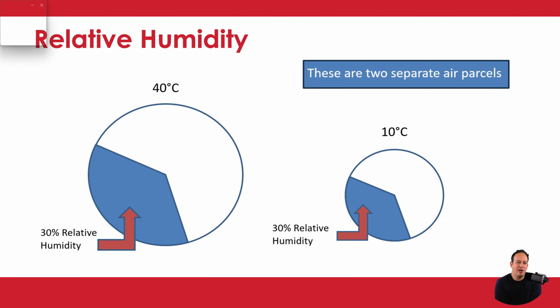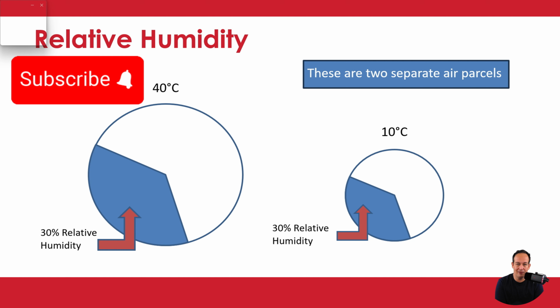So here's an example of two separate air parcels. I want to make it very clear, these are two separate air parcels. One of these air parcels is 40 degrees Celsius in temperature, and then the other one is 10 degrees Celsius in temperature. So the actual amount of air is the same, but as air warms up, it expands. So as it heats up, the air expands and it takes up more space. That more space allows for more potential of containing water vapor.